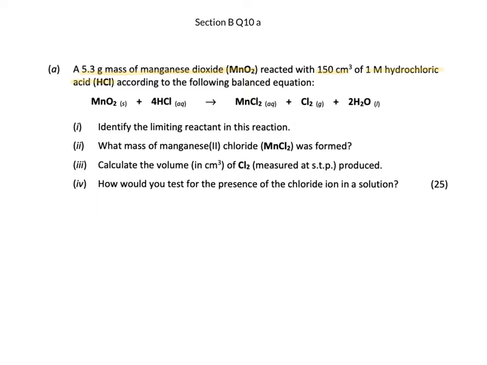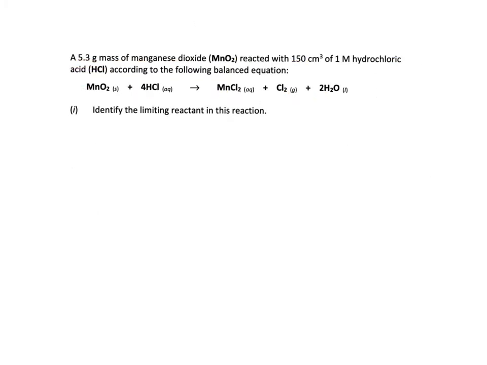The next thing I need to notice are the numbers in front of everything in the equation. So there's none in front of my manganese dioxide, there's a 4 in front of my hydrochloric acid, none in front of my manganese chloride, none in front of my chlorine gas, and then 2 in front of my water. So as always with limiting reagents, we have to convert everything to moles. When you're talking about limiting reagents, you have to look at your reactants. So our reactants in this case are manganese dioxide and our hydrochloric acid.